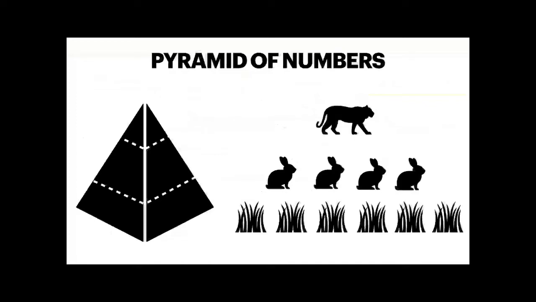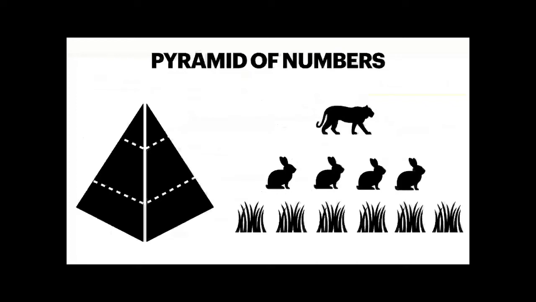The producers always go at the bottom of the pyramid because the producers are the first level of the food chain. Next comes the primary consumers. This is the second level in the food chain and the second level in the pyramid. The population, in this case of the African hares, is smaller than the grass that they feed on, and at the top is the secondary consumer. Again, the population is smaller.